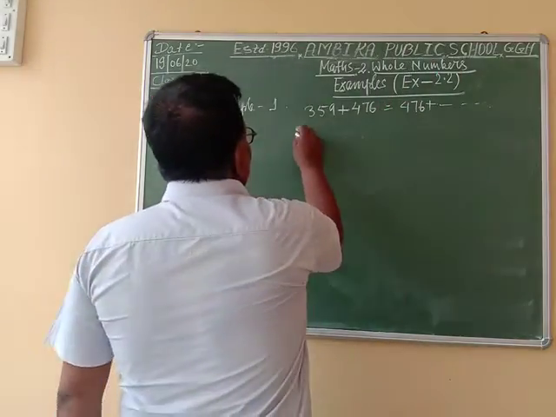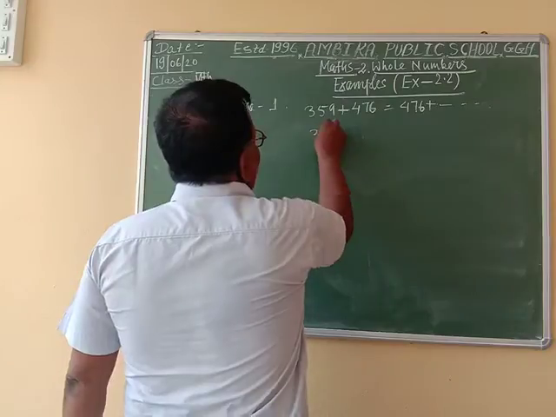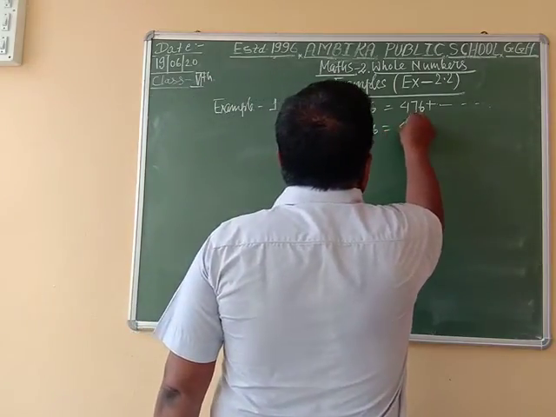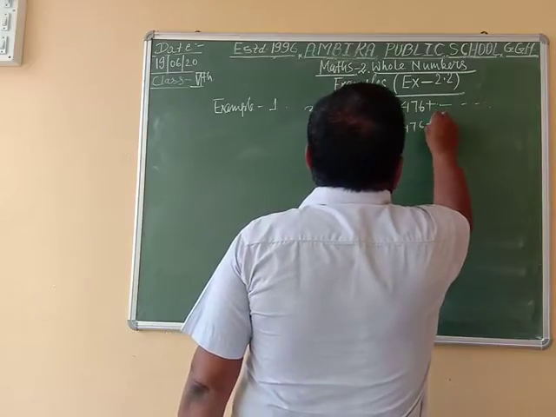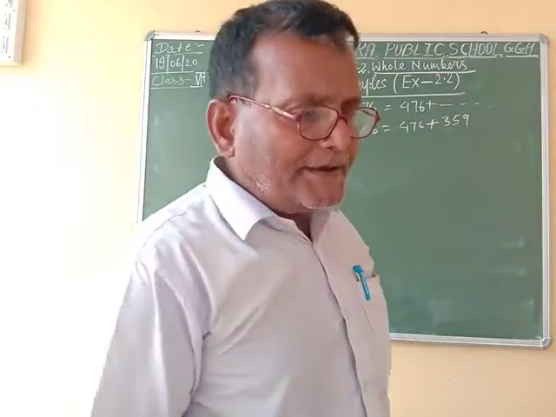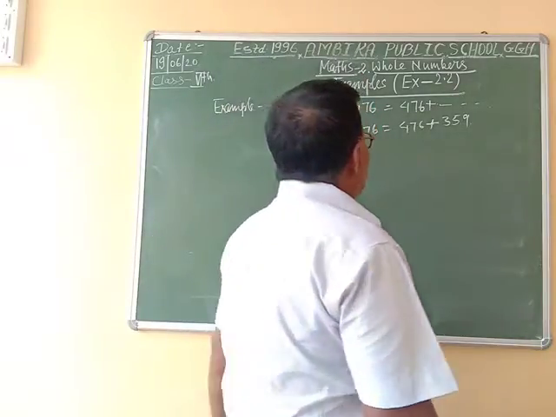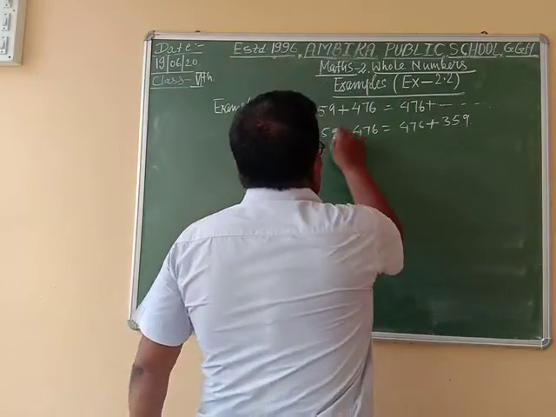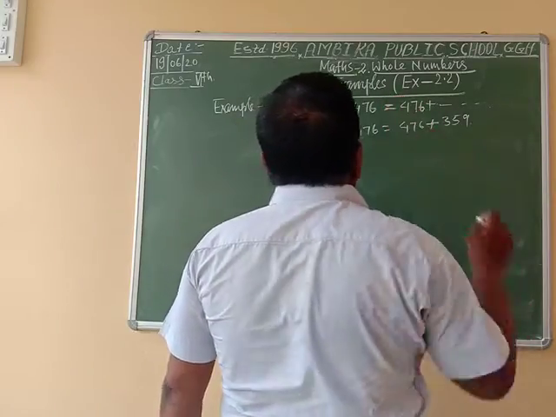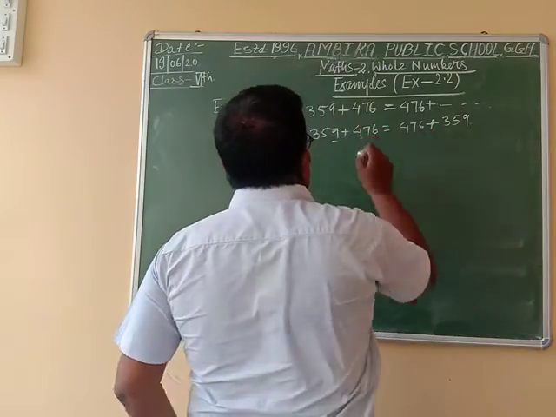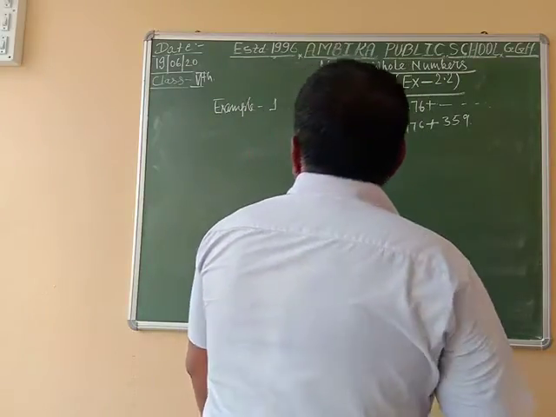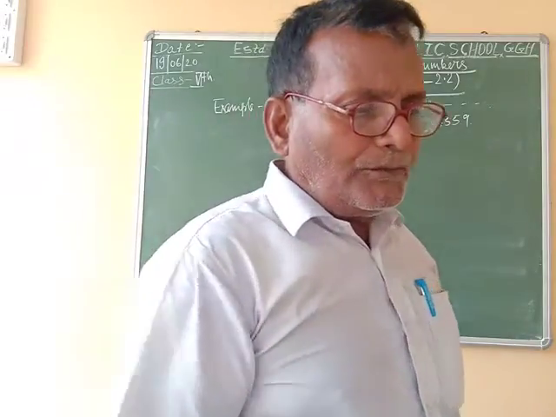So we put 359 plus 476 is equal to 476 plus 359. On changing the order, the sum of both numbers will be the same.